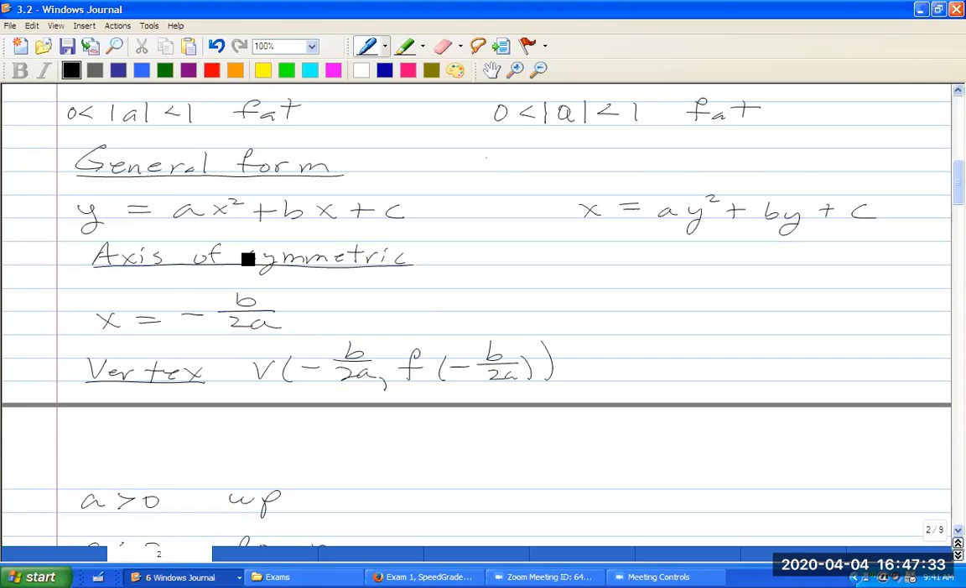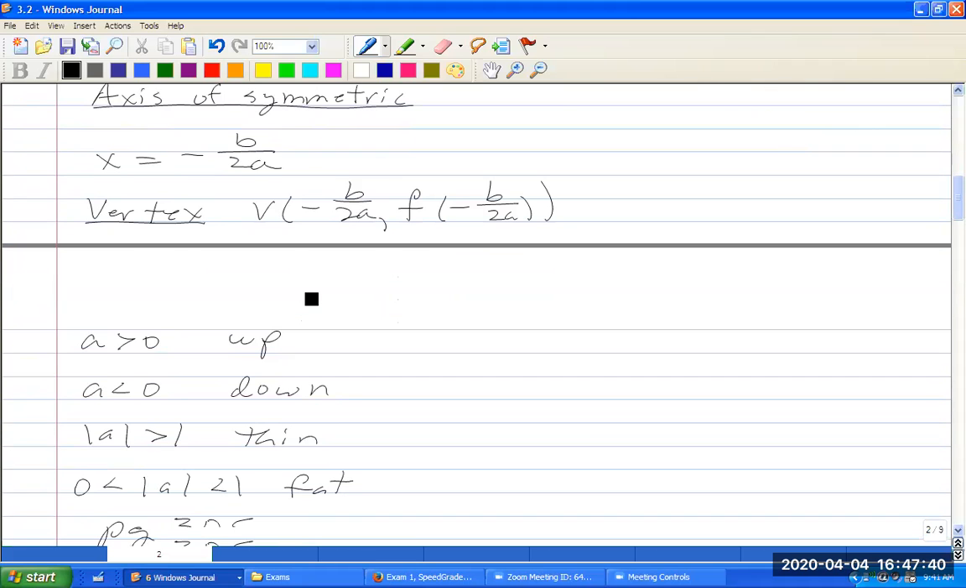Of course, if it's in the other form, the axis of symmetry would be y equals negative b over 2a. Just like before, if a is greater than 0, it opens up. If a is less than 0, it opens down. If a in absolute value is greater than 1, it's thinner than the graph of y equals x squared, and if a in absolute value is between 0 and 1, it's fatter. If it goes right and left, it still has the same properties.